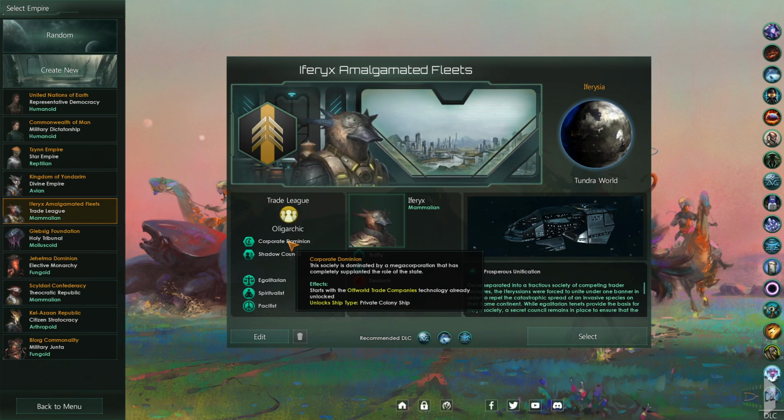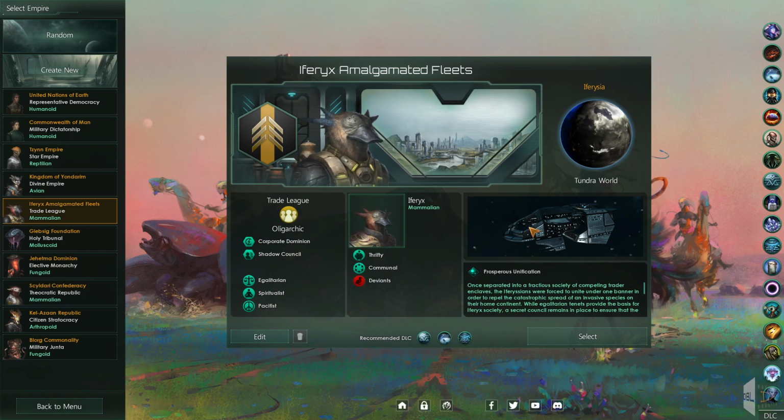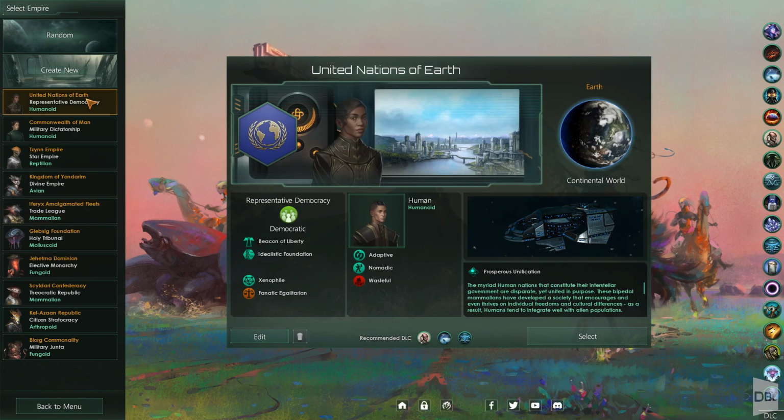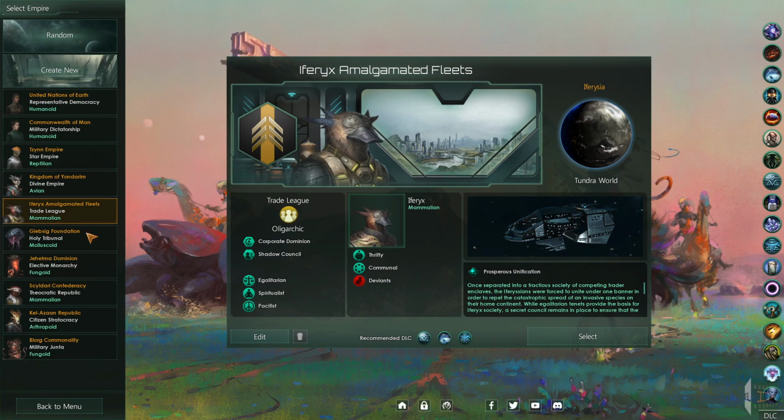Corporate dominion. The society is dominated by a mega corporation that has completely supplanted the role of the state. Starts with the off-world trade company's technology already unlocked. Ooh. Unlocks ship type private colony ship. See, this kind of looks like the ship from the United Nations of Earth. Except the lights are different. Yeah, the lights are different.